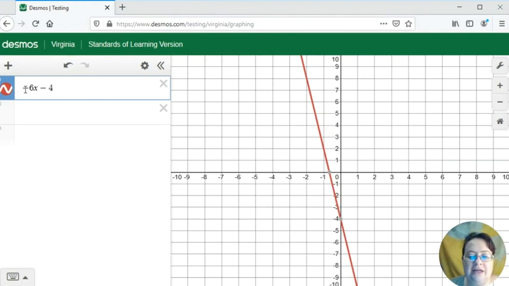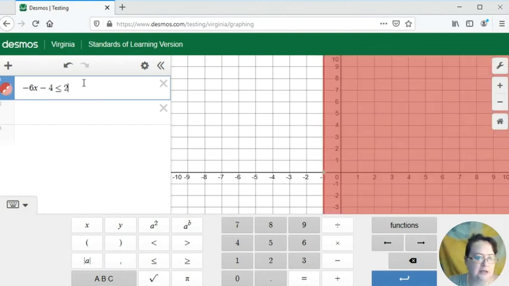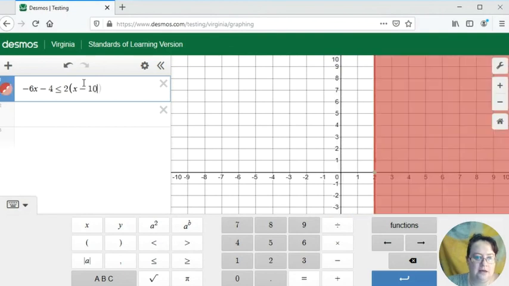Now I don't have a key for that on my computer, but I do have a little keyboard here in the bottom. I'm going to click Show Keyboard, and I'm going to find my less than or equal to symbol. And then I can go back up here and finish typing out the rest. 2, in parentheses, x minus 10, close parentheses. Then I click the keyboard again to make it go away.